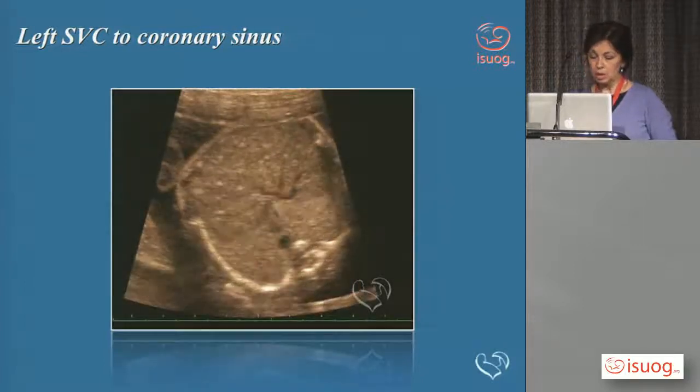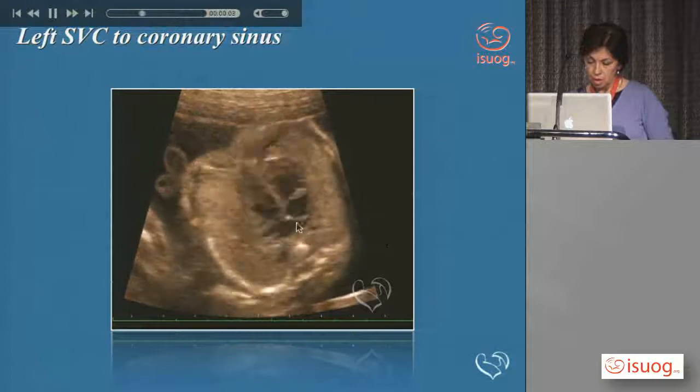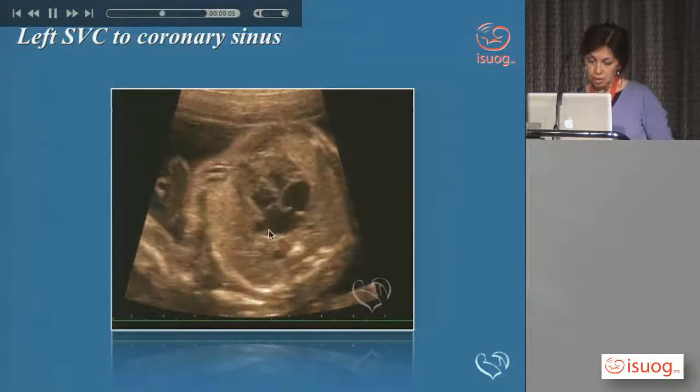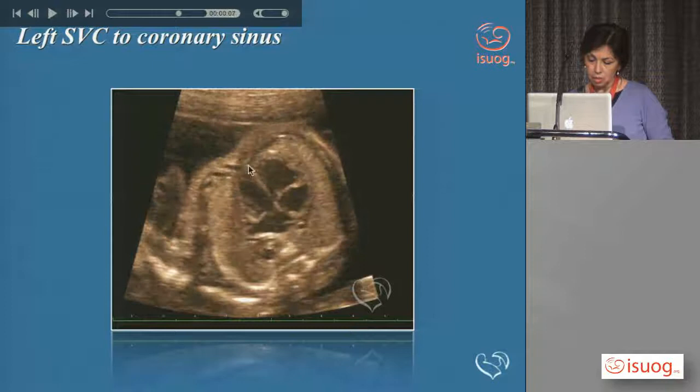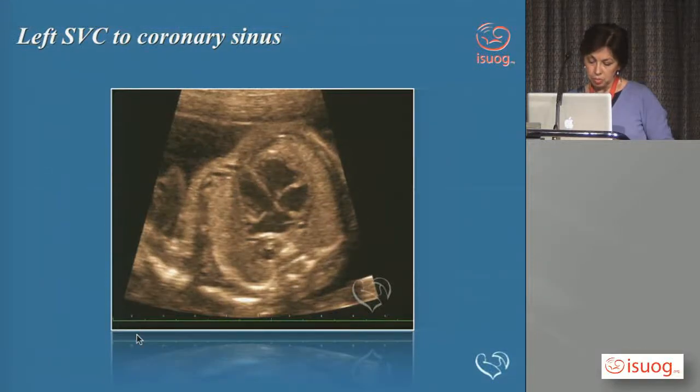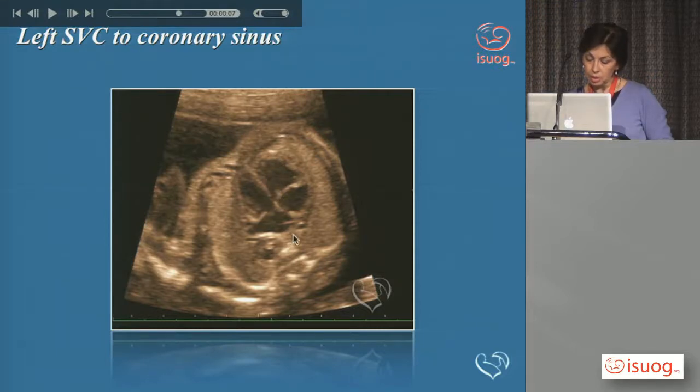This is another example of a dilated coronary sinus here. This baby's heart was kind of more in a mesocardial position, although there was no abnormality. Not quite clear why that was. Never found the reason for that.